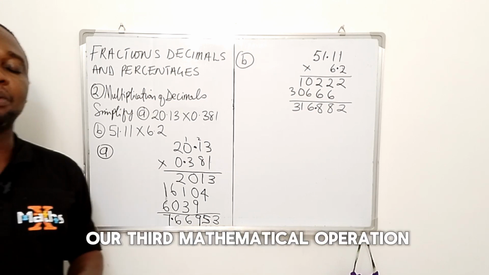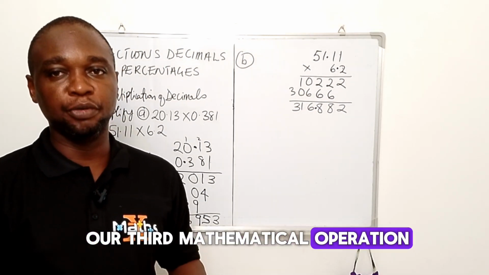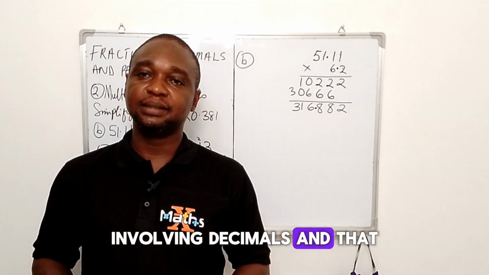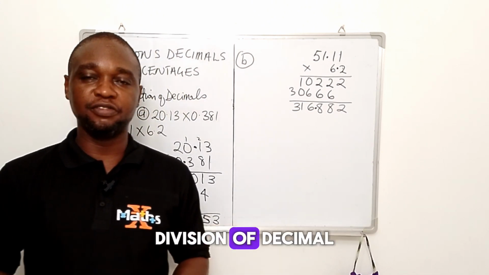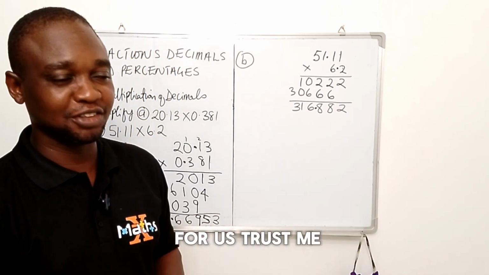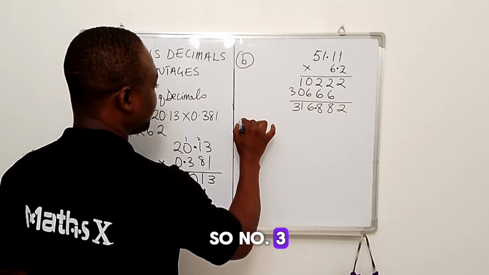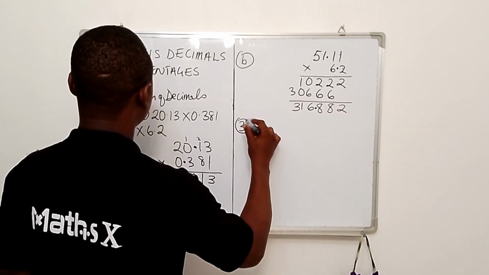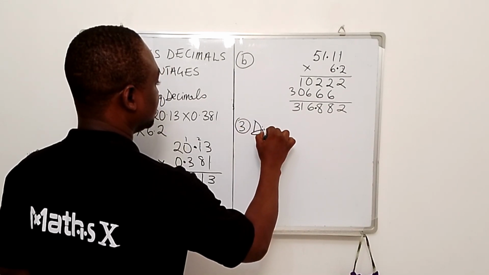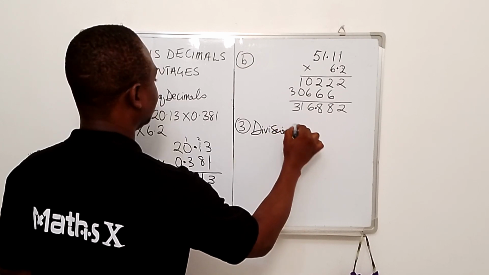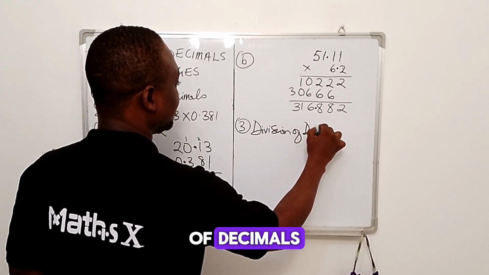Let us go to our third mathematical operation involving decimals, and that is what? Division of decimals. This will be interesting for us, trust me. So number 3, division of decimals.